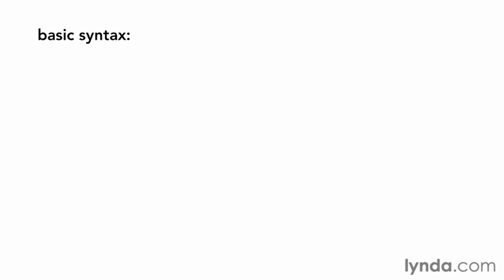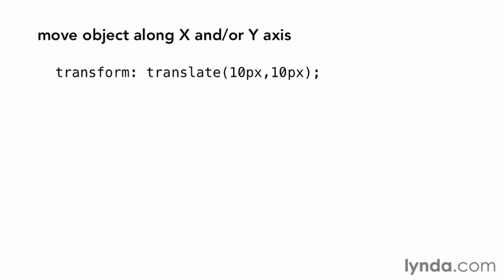All transforms follow the same basic syntax. The keyword transform, followed by a colon, and then the function name with any parameters in parentheses. There are 4 basic transform functions. The first, translate, moves objects around the screen. Transform translate 10 pixels, 10 pixels, moves the targeted element right 10 pixels and down 10 pixels. You can also use negative values to move elements up and left.